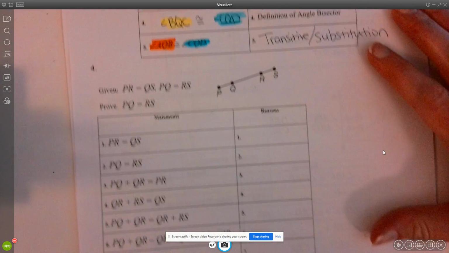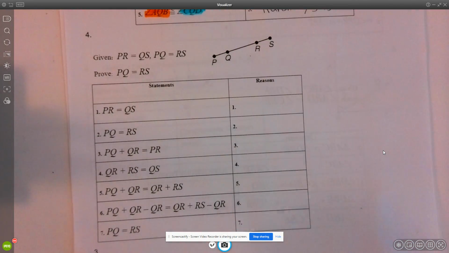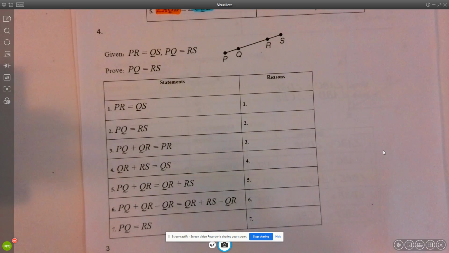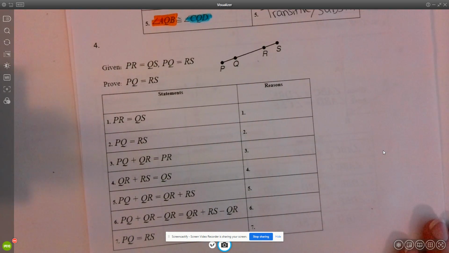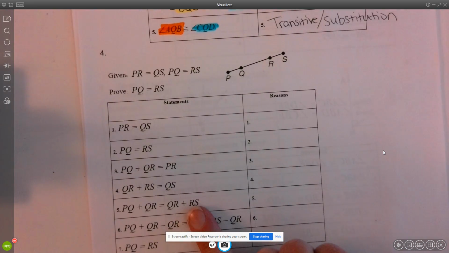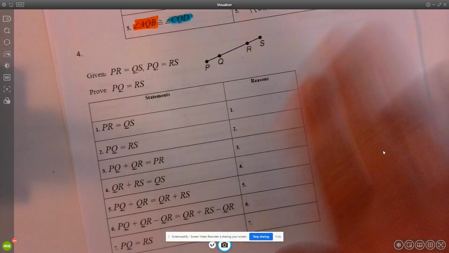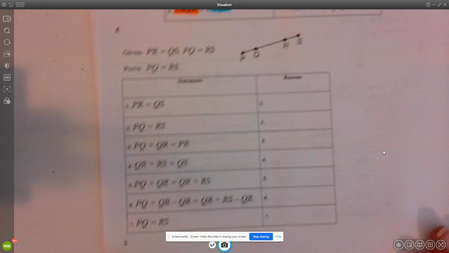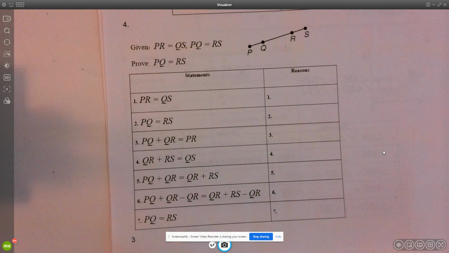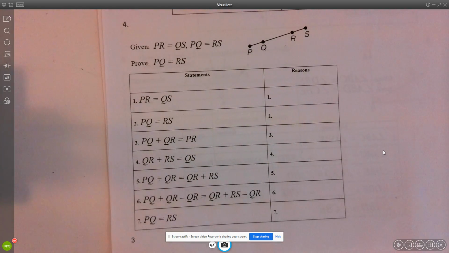In this video, we're going to work through number 4 in our additional proof packet. The first thing I notice is that all the information I see has to do with lengths of line segments. So there's no angles in here. So that kind of tells me any property or postulate that has to do with angles, we are probably not going to use in this proof.